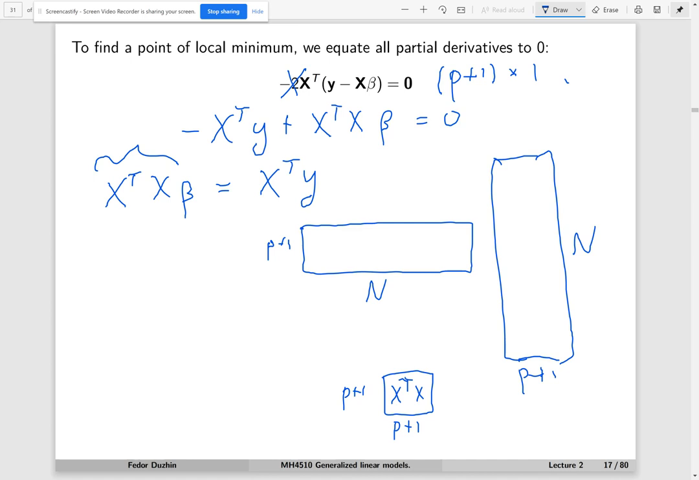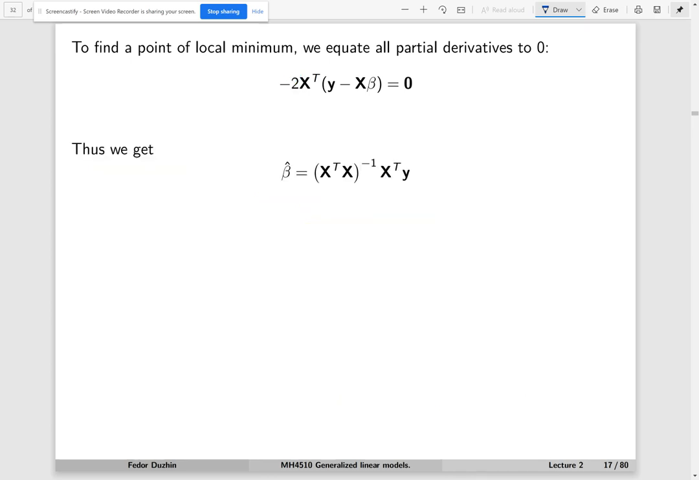But in that case, if it is a small matrix, we can hope that it is invertible, right? So we can just multiply this equation by x transpose x inverse. And by multiplying this equation with x transpose x inverse, we just find the answer. Now, in order for this to work, x transpose times x should be invertible. This is very important.